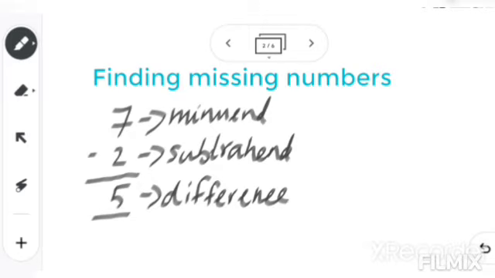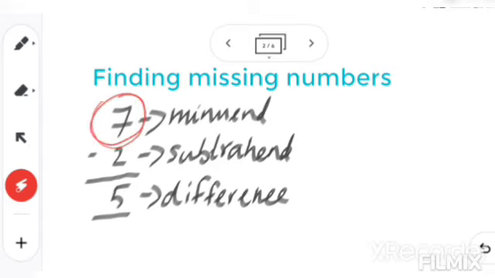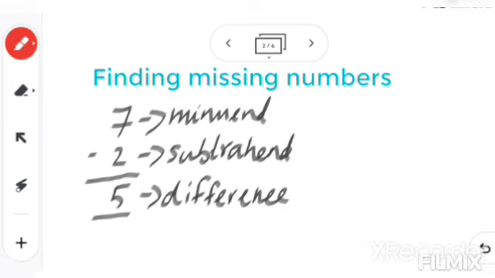Okay, so suppose this minuend is missing, you have to find the minuend. How can we find it? See, the subtrahend is 2 and the difference is 5. So these two, if you add, you will get this one. 2 plus 5, you will get 7. So to find the minuend, you will add.